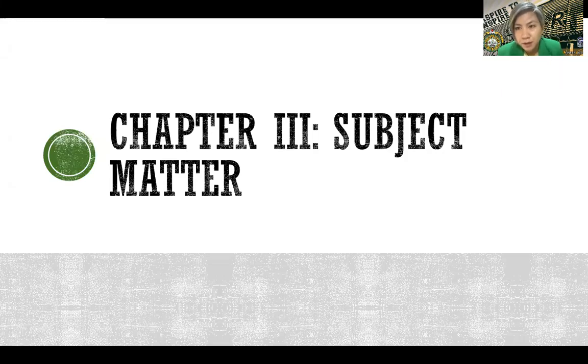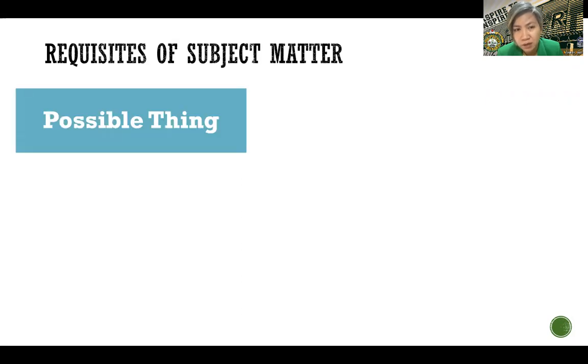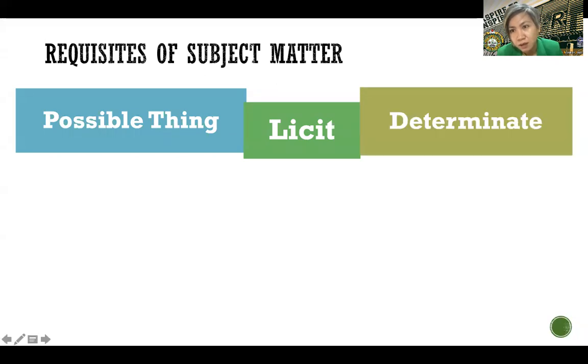Okay, so let's begin our discussion on chapter 3, or the subject matter of the contract of sale. Similar to the contract of sale itself, guys, the subject matter of the sale has its own requisites. First, the thing, the subject matter of the sale, must be a possible thing. It must also be licit, and it must be determinate.